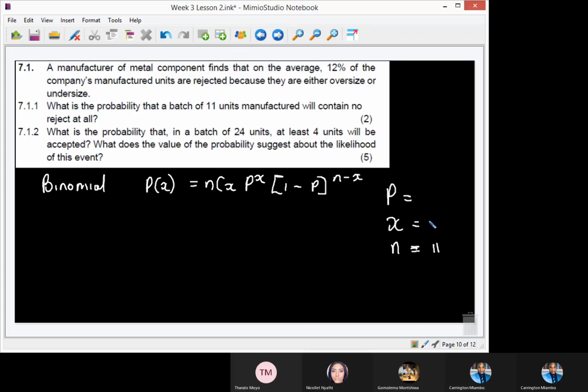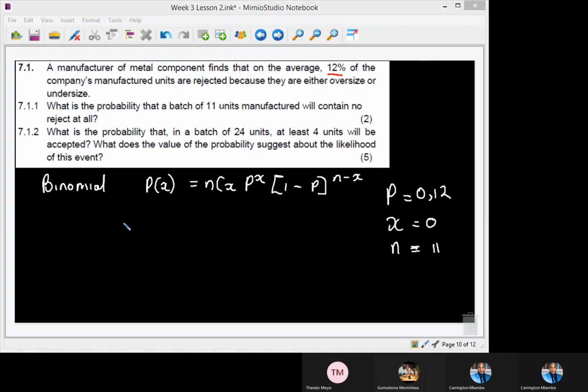Your X is 11 units, isn't it? Sorry, your X is the... It says, what is the probability that a batch of flavor will contain no rejects? So your X is 0, and your probability for having a reject is 12%. It's given. The probability is always given in the scenario. Right, 12% of the carbon units are rejected. That's your P. Okay.